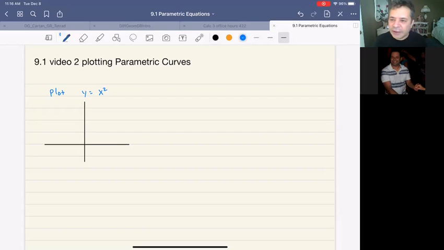It'll take a little bit of time to do this. So if I were to plot this, I'm just going to take values of x and y. That's the sort of basic way to plot this, right? So I do x, y: x is 0, y is 0; x is 1, y is 1; x is -1, y is 1 again; x is 2, y is 4; x is -2, y is 4 again.